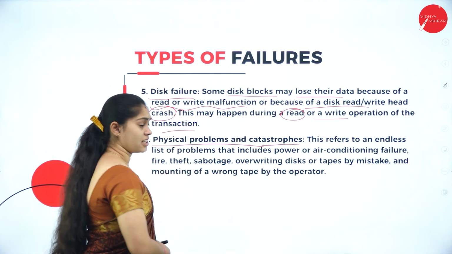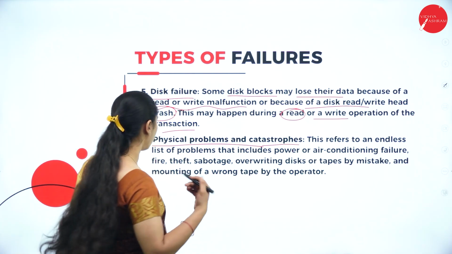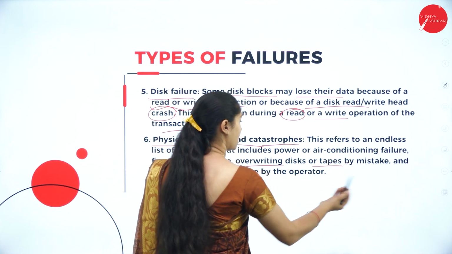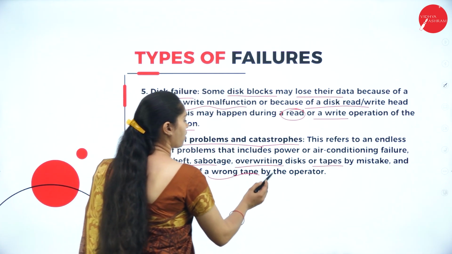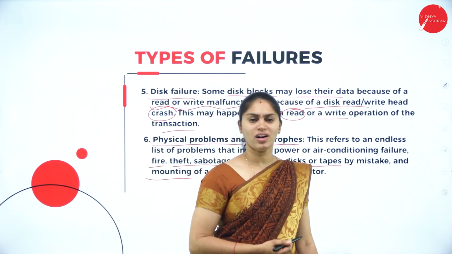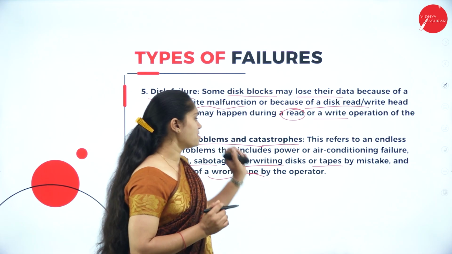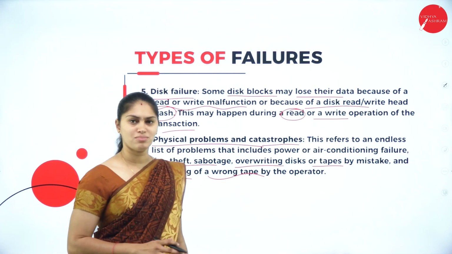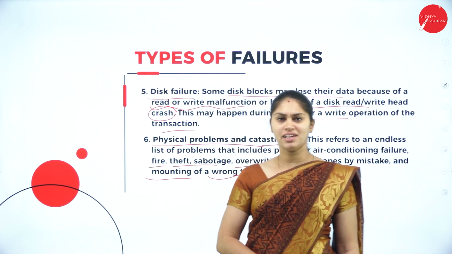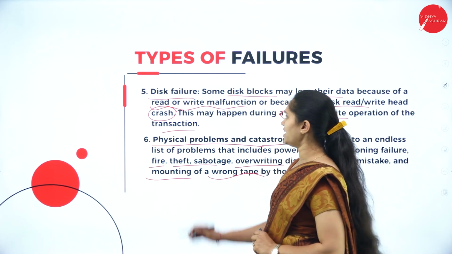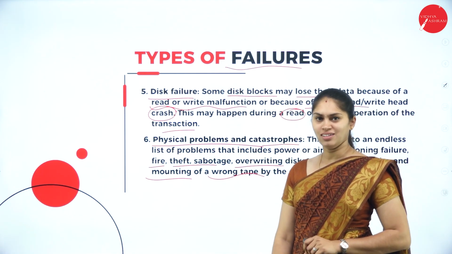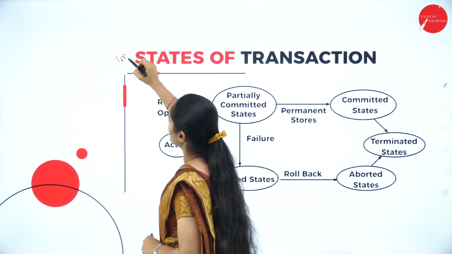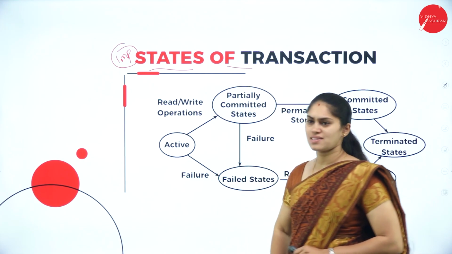For example, an air conditioning problem, SMPS not working properly, fire, theft, overwriting of the disk and tapes by mistake, and mounting of a wrong tape by the operator. So all these are physical errors or physical problems or catastrophes. Normally we get all these problems during the transaction. These are the different types of failures which we can find at the time of execution of a transaction. Let me move to the next concept that is very, very important, that is states of transaction or transaction state.